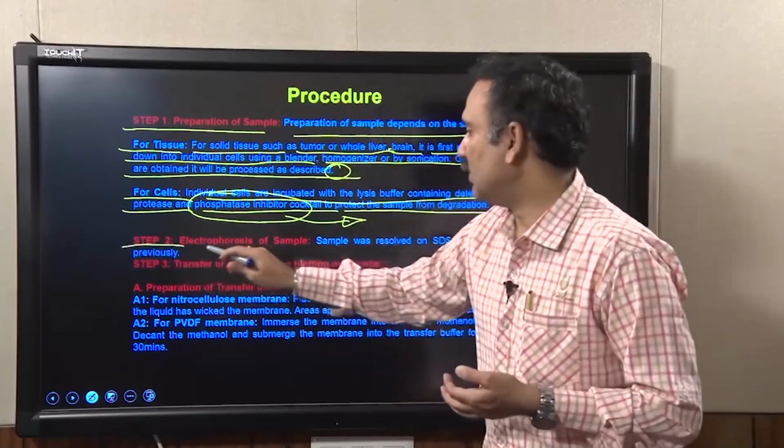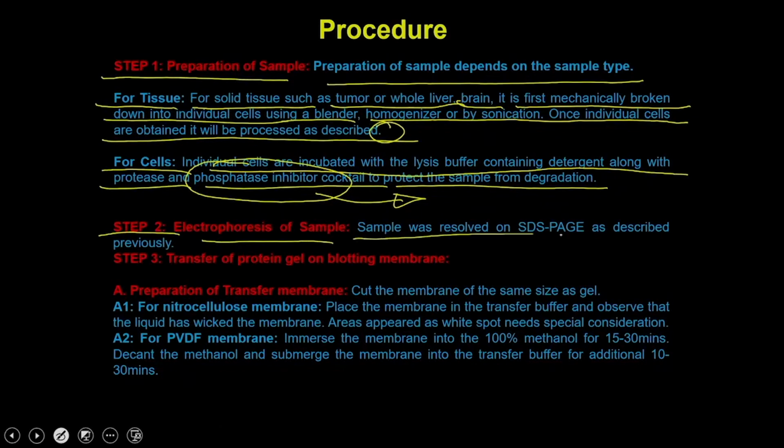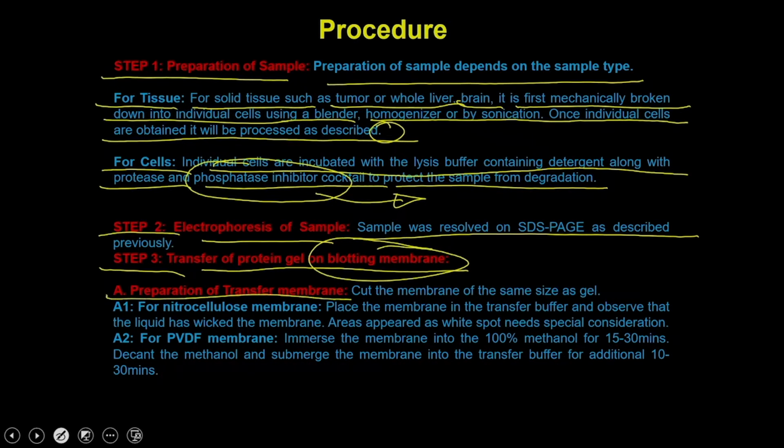In step 2, you have to electrophorese the sample. So, your sample is resolved on the SDS-PAGE. Then in step 3, you transfer the protein from the gel onto the blotting membrane. Before you do the transfer, you have multiple steps, like you have to prepare the transfer membrane. So, you have to cut the membrane into the same size as the gel, like if you have a gel of this size, you have to cut the membrane of this size, and then you have to process the membrane in a different way depending on which membrane you are using.